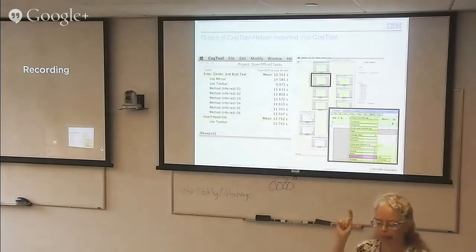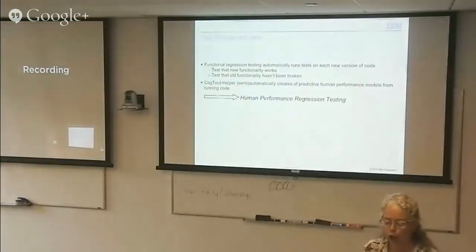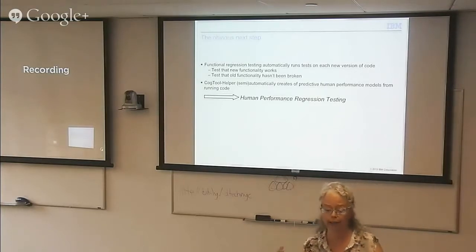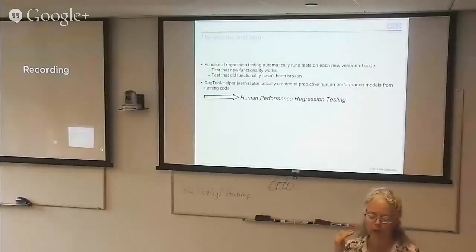Now, the next thing, we now have this doing things automatically, right? So the obvious next step is to do what we call human performance regression testing, because now it's kind of all automatic. So just like functional regression testing, where you have unit tests and stuff that you automatically run every time you change the code to make sure you didn't screw it up, okay? It was doing semi-automatic creation of predictive human performance models, but we can do automatic ones.